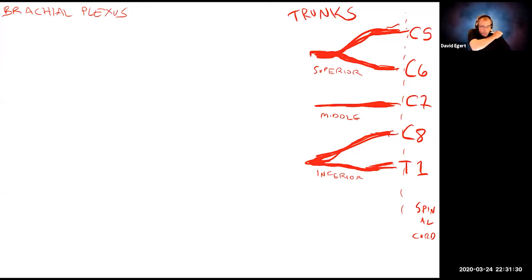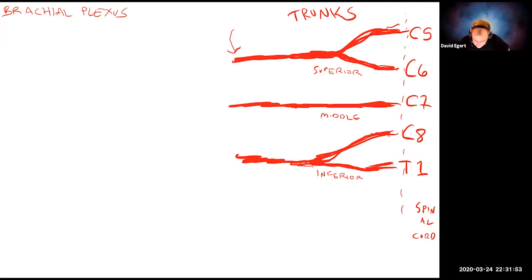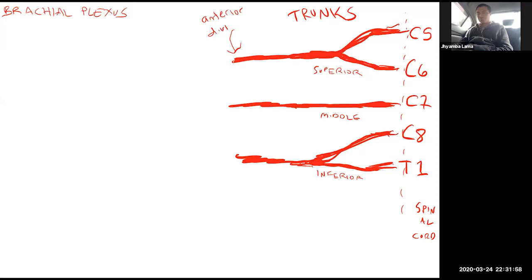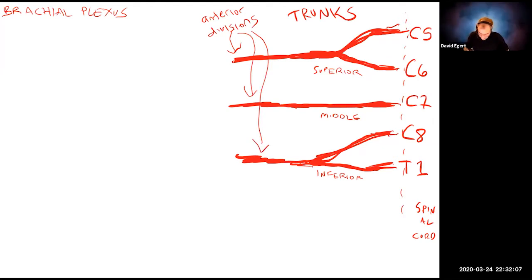arm. All right, so now each of these trunks is going to have a split, one that stays anterior towards the front of the arm and another that goes to the posterior. So now we're going to have anterior and posterior divisions. So maybe I'll keep red anterior. And then maybe I'll do green will be the posterior divisions.